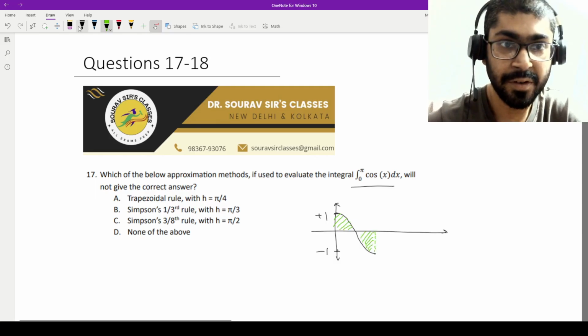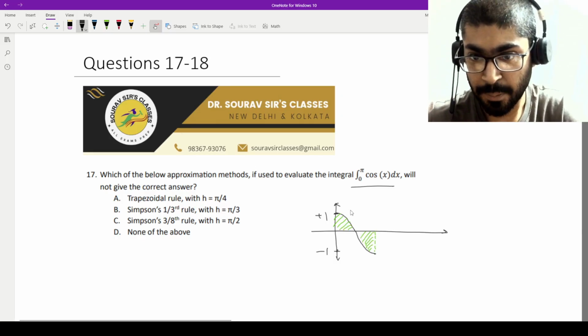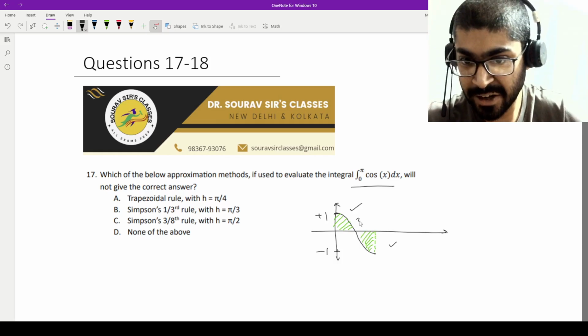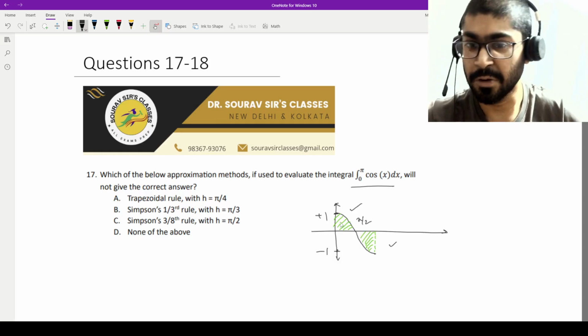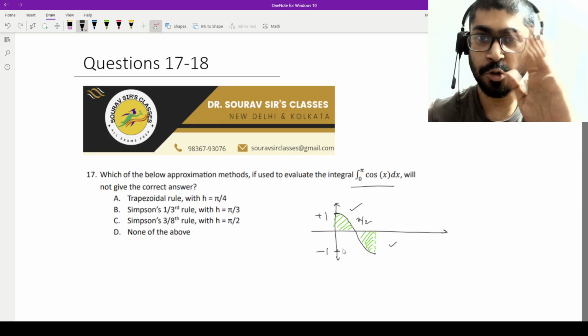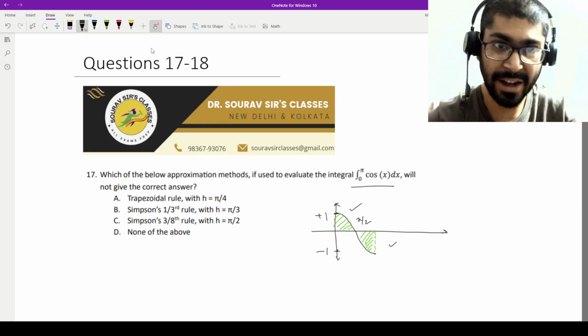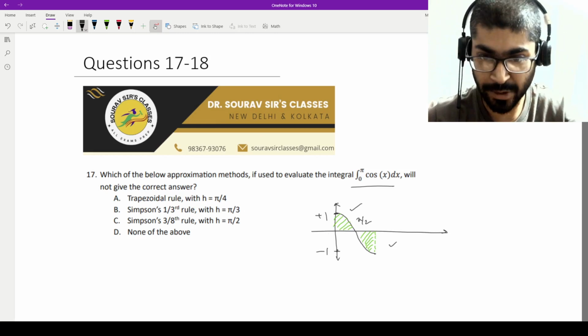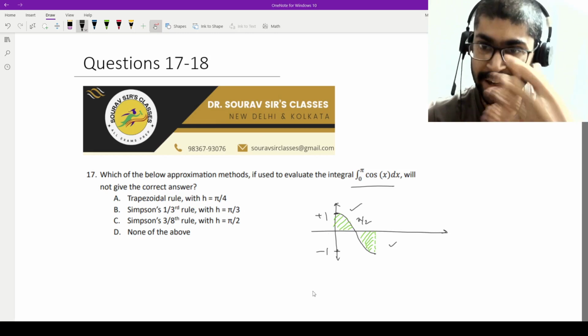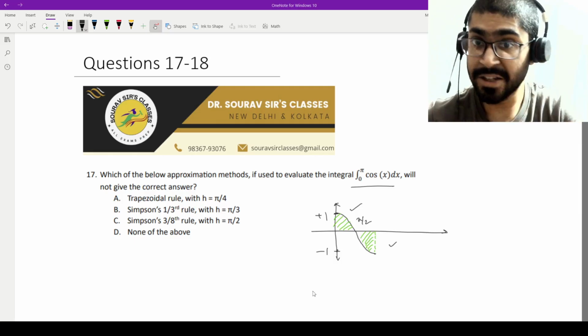Because you have a positive portion here and a negative portion there, and these two are symmetric about pi by 2, because cos pi by 2 is 0. So from 0 to pi by 2 you have a quadrant, and from pi by 2 to pi you have the same quadrant in the negative y-axis. When you calculate the area, you add the positive part and the negative part and get the final answer of 0. So this symmetry is extremely important.